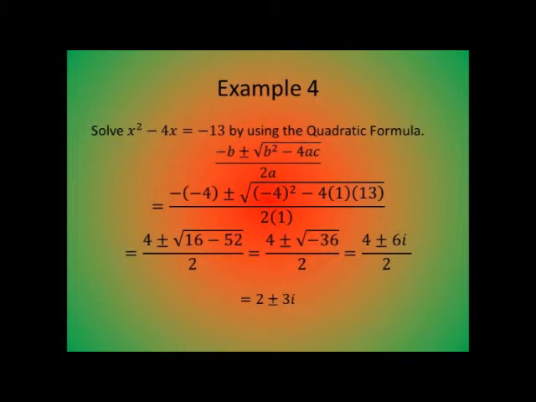And that is your final answer because you have 2 plus 3i and 2 minus 3i. We can't combine them because of the i's. So that's all the further we can take it.